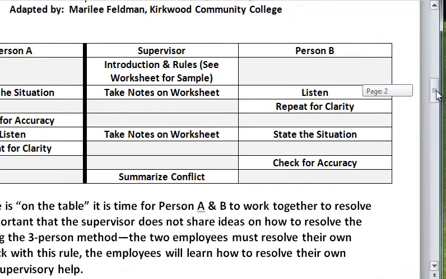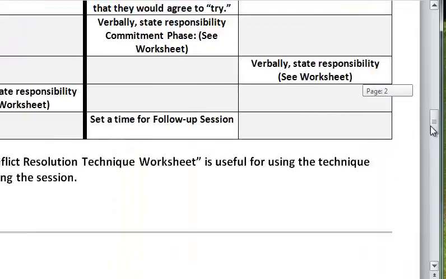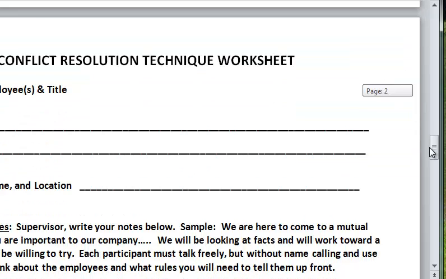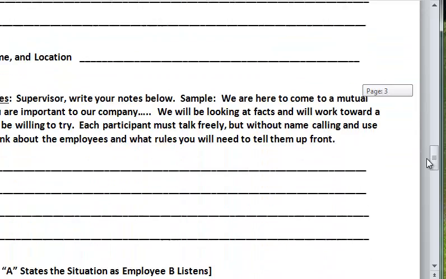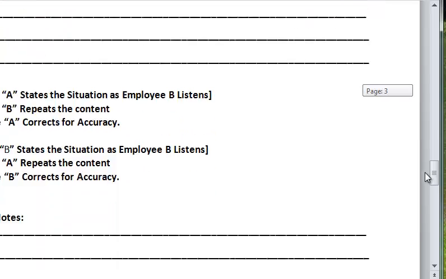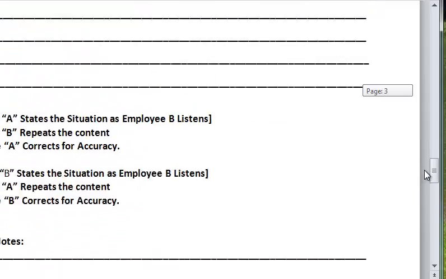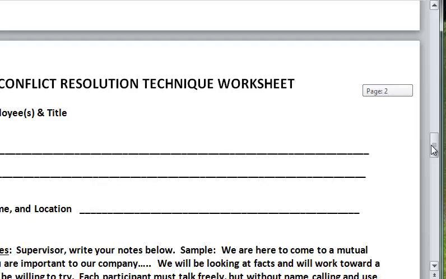You will find in your worksheets, I'm going to scroll down below, the step-by-step process that we're going through and a place to write. So I'll be referring to this worksheet as we go through.